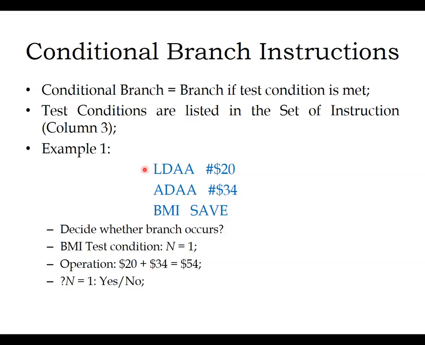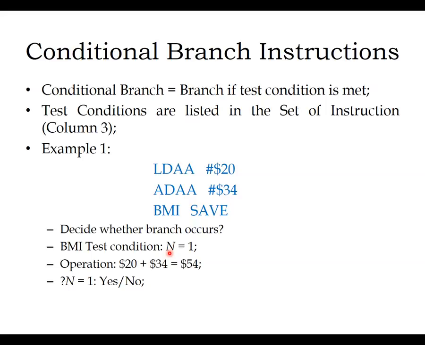So we have to determine here whether the branch will occur or not. Let's say these 3 lines are given, and you are asked, can you tell whether the branch will occur based on these 3 lines? How can you tell? You first have to know what the condition for this branch is. What is the testing condition? As I said, you will always find the testing condition in column 3 in your instruction set. So if you go to your instruction set and look at your instruction BMI and look at column 3, you will see the test condition is given like n equals 1.